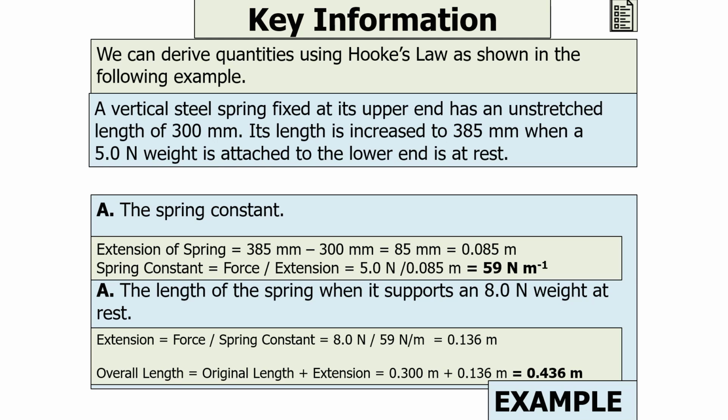So to work out the spring constant, we say extension is equal to 385 mm minus 300 mm, 85 mm, which is 0.085 meters. Spring constant is force over extension, so 5 over 0.085, so we get 59 newtons per meter. We can then work out the extension, which is force divided by spring constant. As it's a constant, it's the same for the material throughout, so it's 8 over 59, which is 0.136. So our overall length is the original length plus the extension, so it's 0.436 meters.